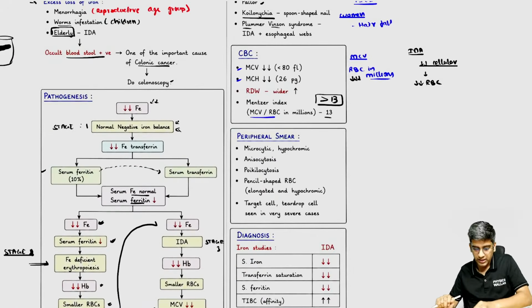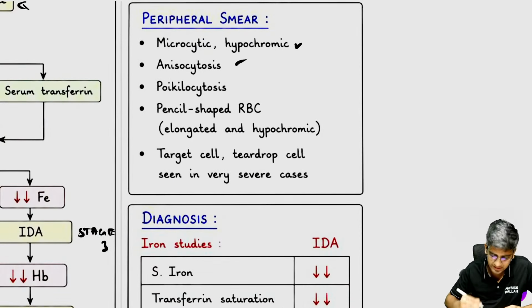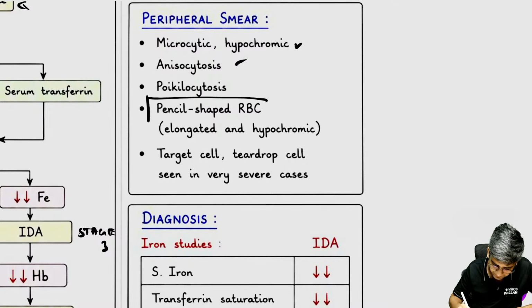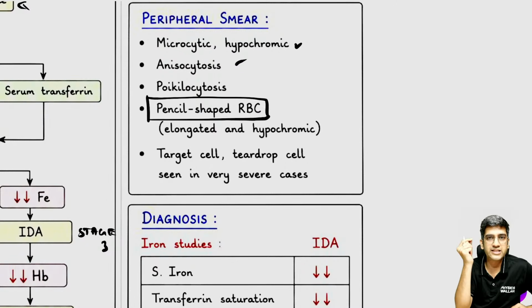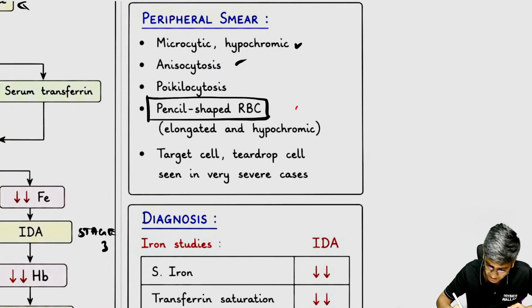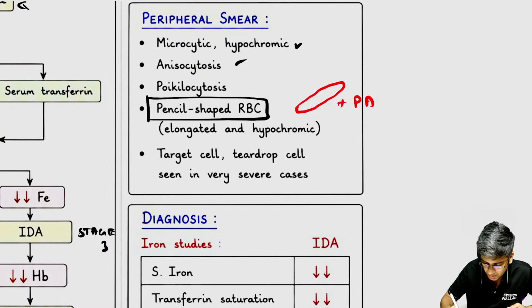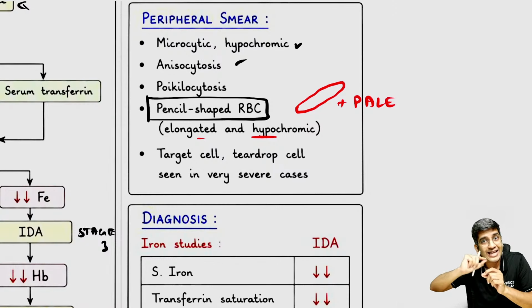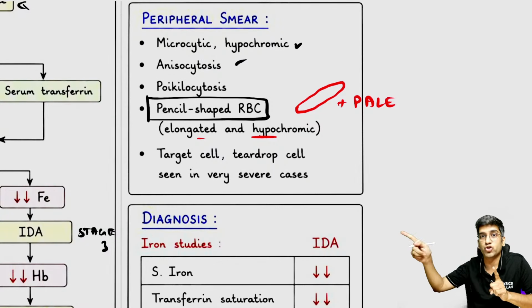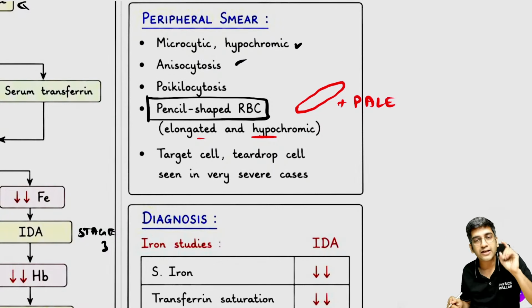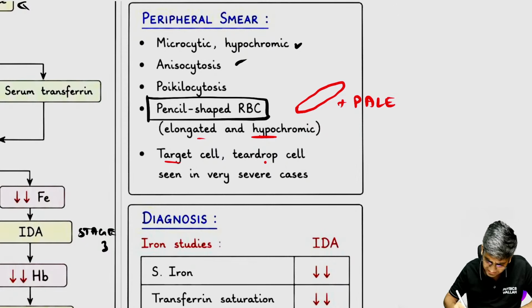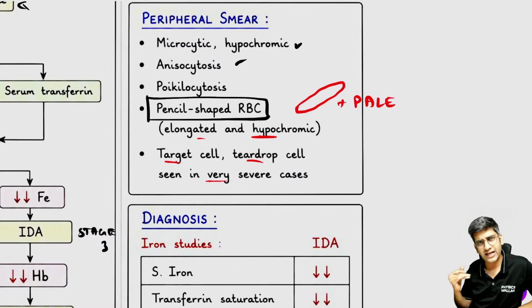Got it? Okay. Peripheral smear. You can write whatever it is. Don't forget this guy. This is a classical cell. Right? Pencil-shaped RBCs. Pencil-shaped RBCs are elongated RBCs. Plus, they should be pale, elongated and hypochromic. If they are elongated and have a good amount of hemoglobin, that is an elliptocyte. That's different. Elongated cell, no hemoglobin, pencil-shaped RBCs, diagnostic of IDA. I can see teardrop, target, everything. In severe cases, I'll have everything, right?